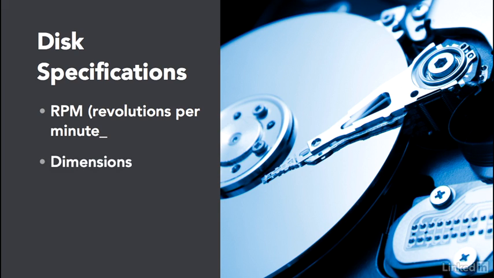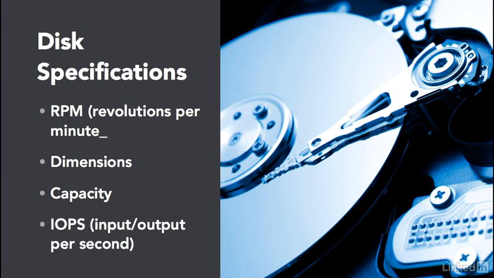You also have the dimensions of the hard disk, so the actual physical size, and based upon the form factor of the server that you're looking to put it in, you may want to pay attention to having a size that fits. Then you have the capacity. How much data can actually be stored on the individual hard disk? You have IOPS, or input-output per second. That is a rating of how fast it can transmit data in and out of the hard disk.